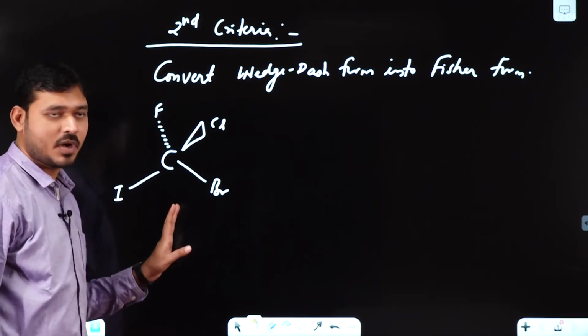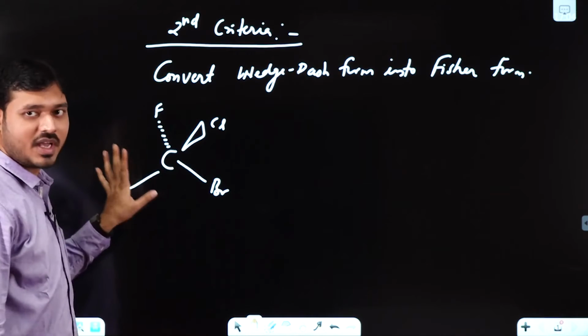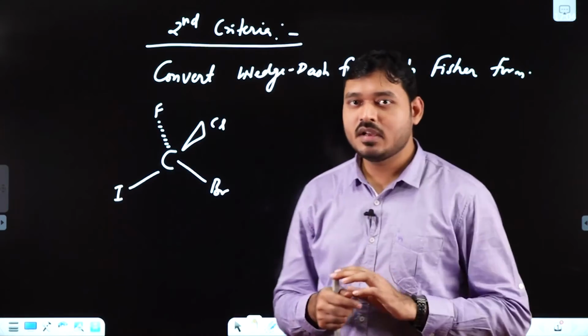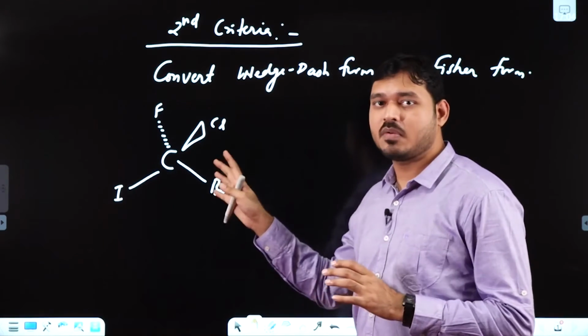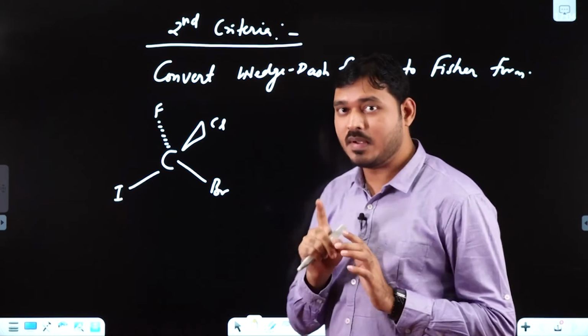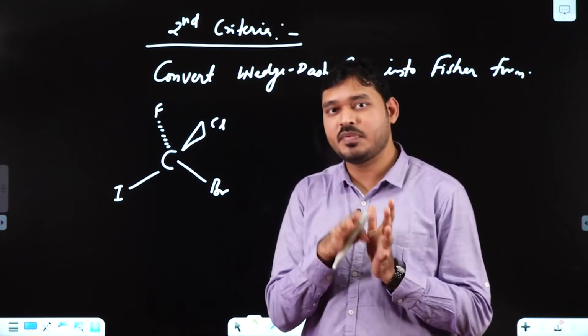Now look at this compound. Carbon is having chiral center F, Cl, Br, I. Now the question arises in mind, if we convert this wedge dash formula into Fischer, what will happen with its configuration? So remember, there are many ways to convert wedge dash into Fischer.